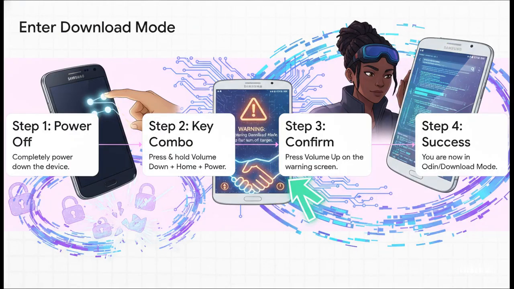And getting there involves what is basically a secret handshake. It's a specific, weird button combination. For this old S5, you hold the volume down, home, and the power button, all at the same time while the phone is off. That right there is your first clue that you are entering a part of the phone that normal users are never ever supposed to see.